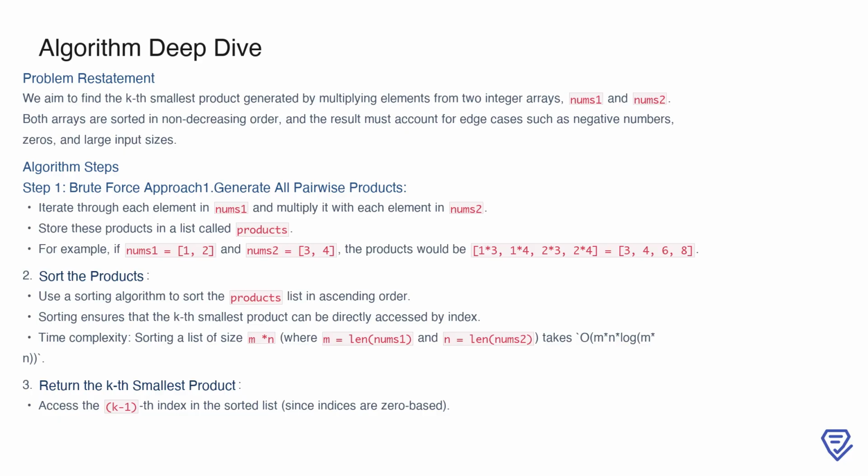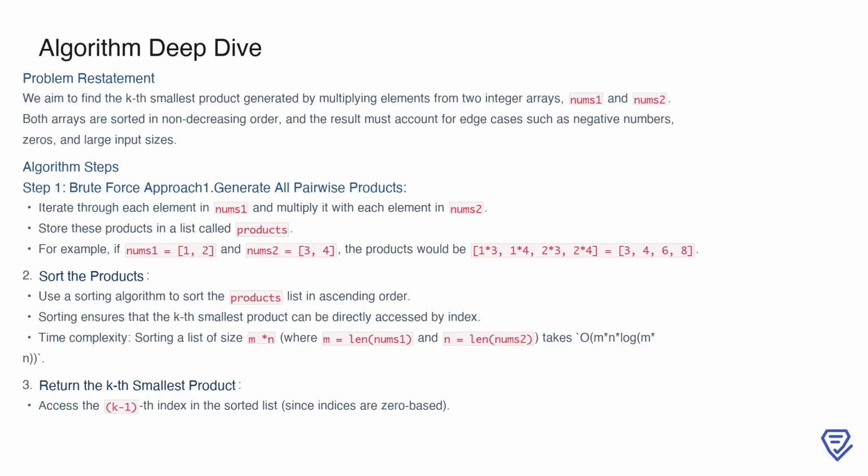The first step is to generate all pairwise products by iterating through each element in nums1 and multiplying it with each element in nums2. For example, if nums1 is [1, 2] and nums2 is [3, 4], the products would be 1 by 3, 1 by 4, 2 by 3, 2 by 4, which simplifies to 3, 4, 6, 8. Next, we sort this list of products in ascending order, which ensures that we can directly access the kth smallest product by using its index.